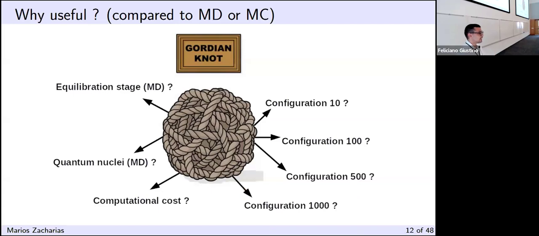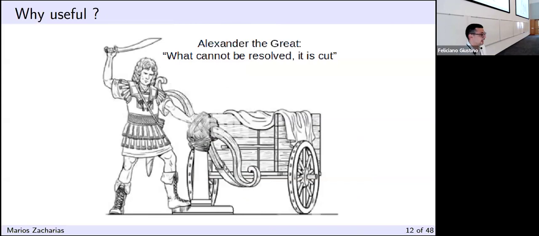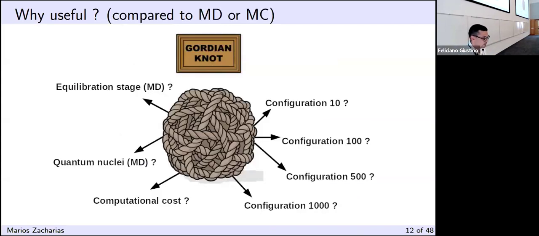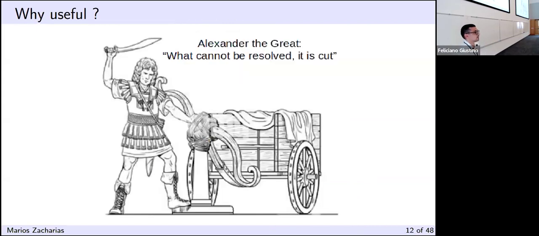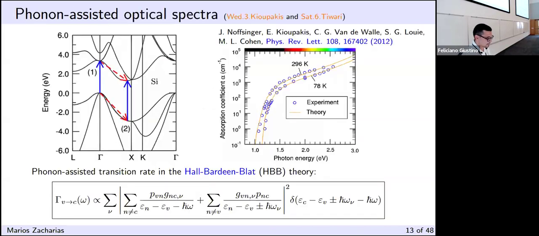Here, we have a strategy to avoid any faulty configuration and get a very good representative one to evaluate electron-phonon properties using supercell approaches. And I like to describe the special displacement method like Alexander the Great. All these problems I described before are like the Gordian knot, and Alexander the Great said, what cannot be resolved, it is cut. So I consider it as a quick method to evaluate temperature-dependent properties.